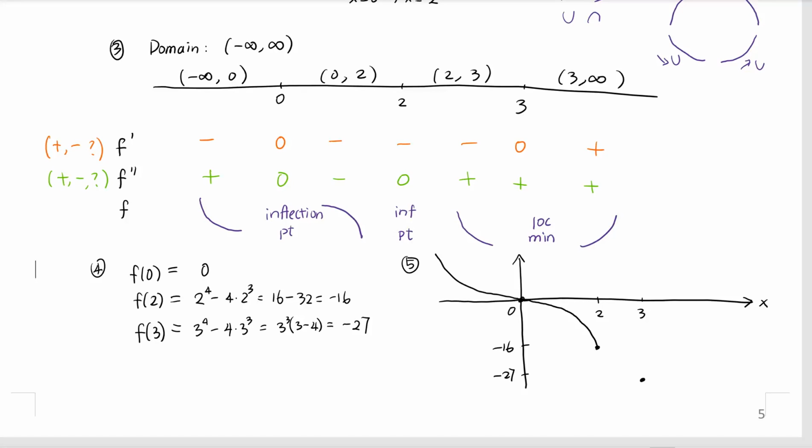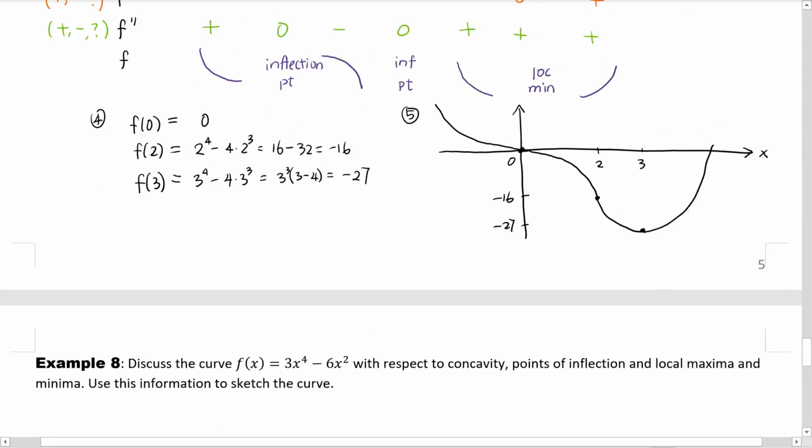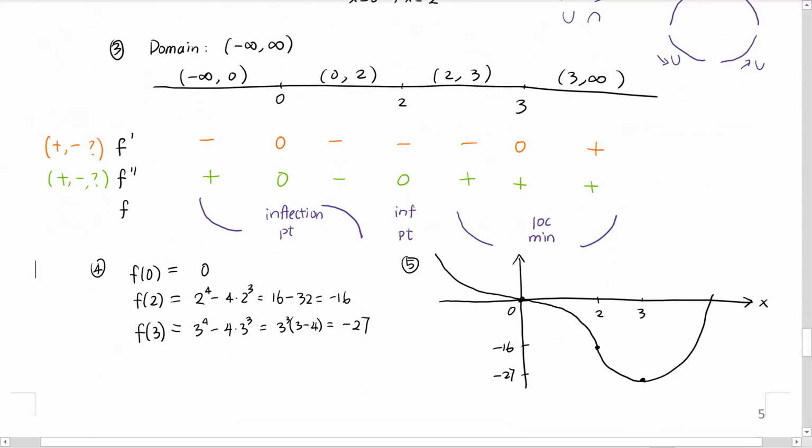Don't draw the line segments, because with the line segments I'm not able to see whether it's concave up or concave down. Okay, so make sure you draw the shape. It's either like a bowl or like an umbrella. Okay, and on the interval from 2 to 3, the shape is like this one. Okay, so we go down. Okay, and then after 3, we go up. Okay, so this is the graph of the function.